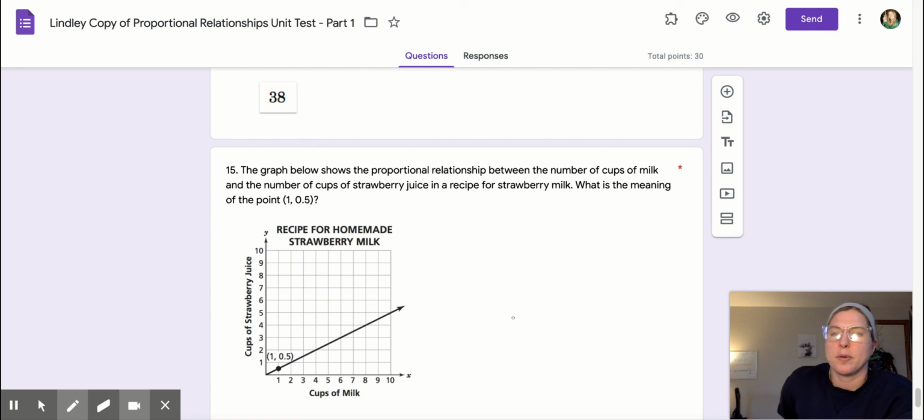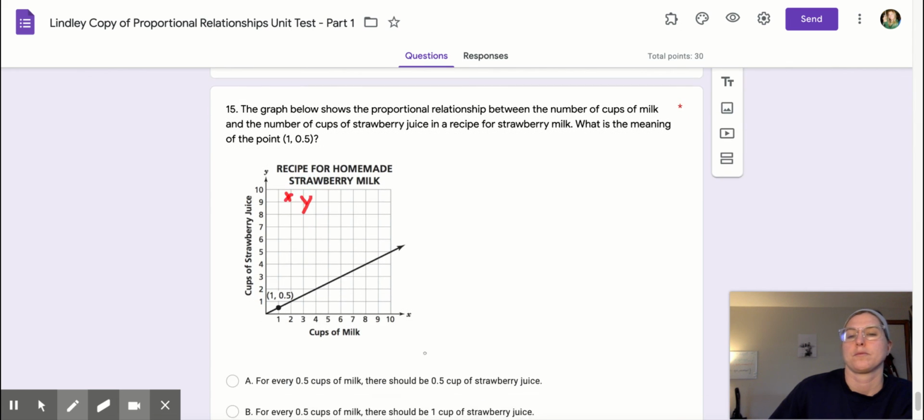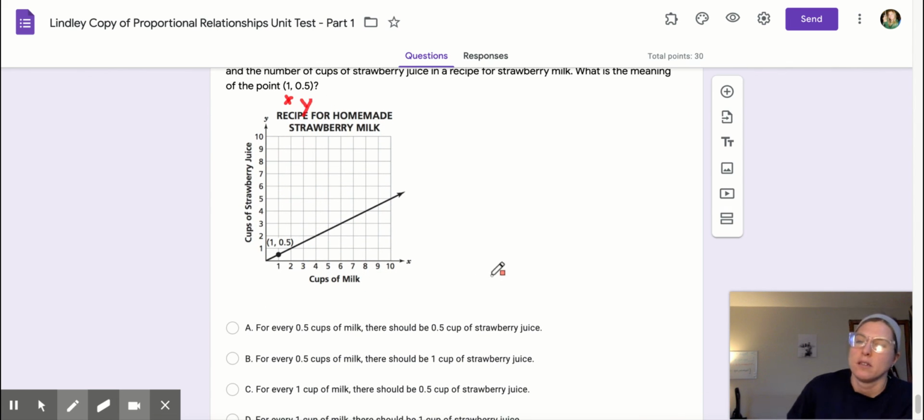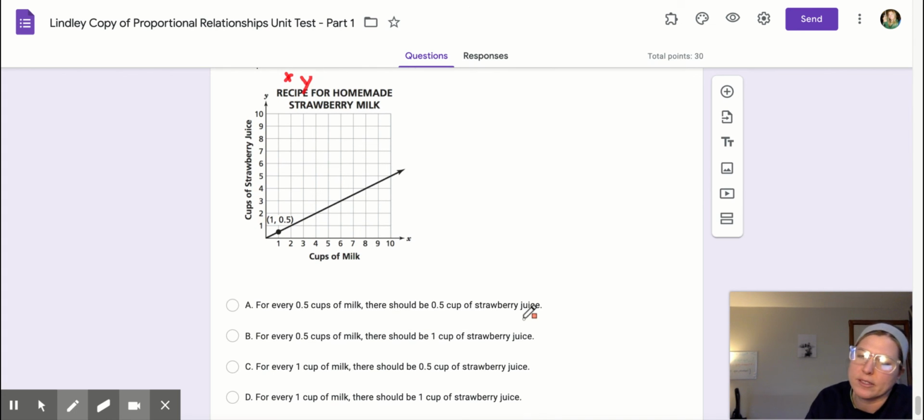The graph below shows the proportional relationship between the number of cups of milk and the number of cups of strawberry juice in a recipe for strawberry milk. What is the meaning of 0.1, 0.5? Remember, that's the X value listed first, and the 0.5 is the Y value. What does that mean? For every 0.5 cups of milk, there should be 0.5 cups of strawberry juice. For every 0.5 cups of milk, there should be 1 cup of strawberry juice. For every 1 cup of milk, there should be 0.5 cups of strawberry juice. Or for every 1 cup of milk, there should be 1 cup of strawberry juice.